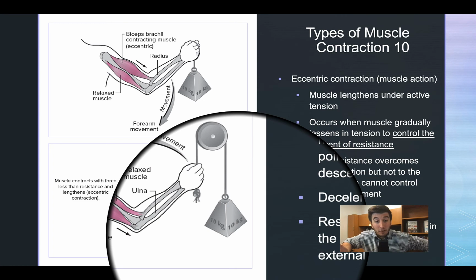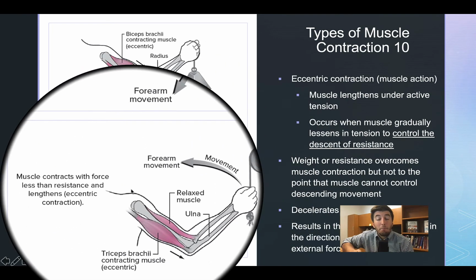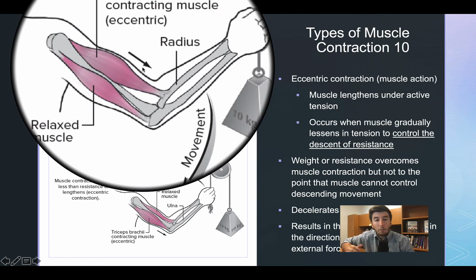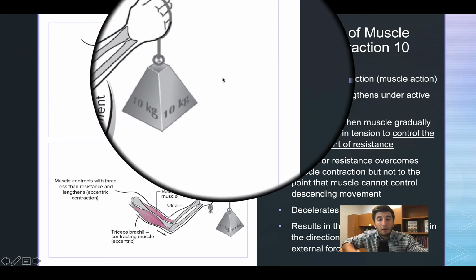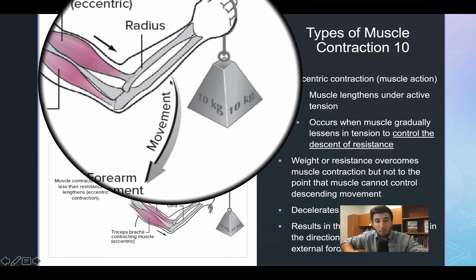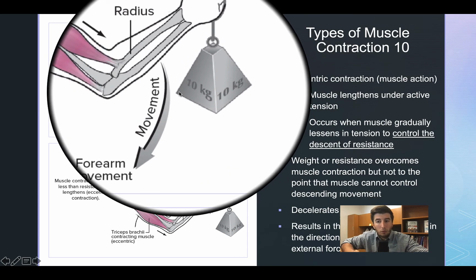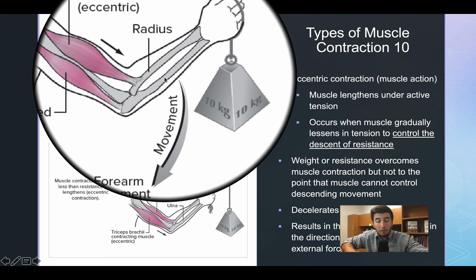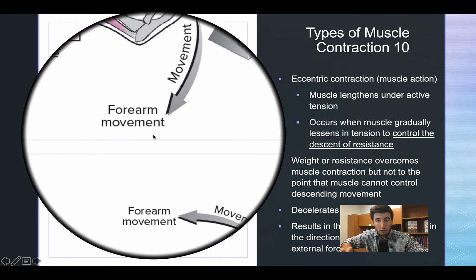Now, eccentric contractions are essentially the opposite of concentric contractions. This is where the muscle itself is actually lengthening. You can see with this arrow right here that the muscle is lengthening. And here you can see that the 10 kilogram weight is exceeding the amount of force that is occurring about the forearm and allowing for a net movement to occur.